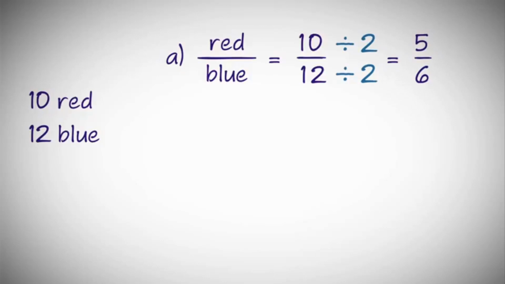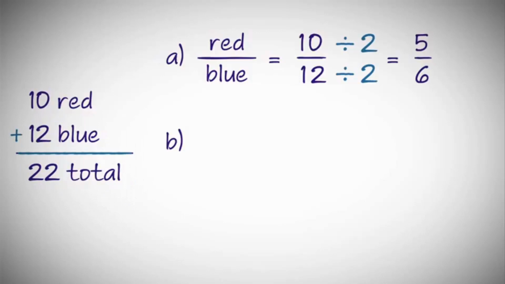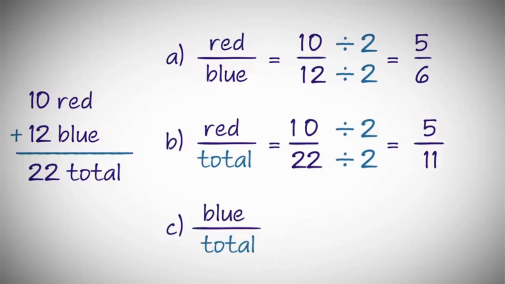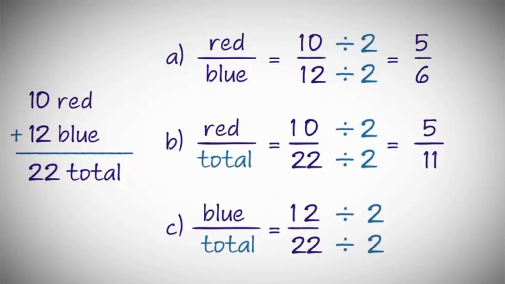Now, what is the ratio of red balls to the total number of balls? Again, the number of red balls is 10, and if we add 10 plus 12, we get 22 total balls. 10 over 22 is the ratio of red to total. Reduce it again by dividing the top and the bottom by 2, which gets us 5 over 11. Finally, what is the ratio of blue to total? We have 12 blue balls and 22 total balls. When we reduce that fraction, divide both the top and the bottom by 2, we get 6 over 11.